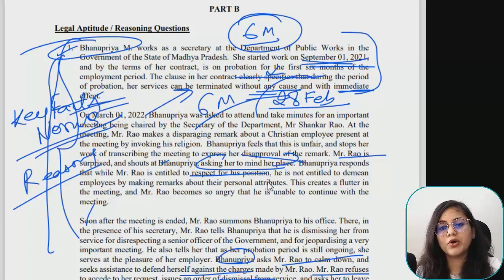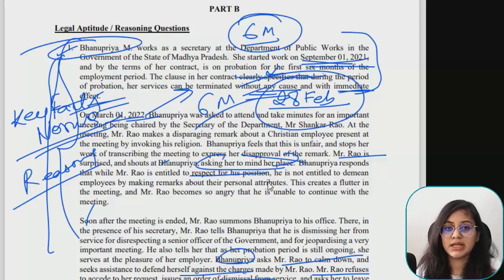So the arguments from her side can be, first of all, that her 6 months are getting over on 26 February. So as of March 1, she is a permanent member and she cannot be dismissed without any cause and with immediate effect. She cannot be dismissed like this. Secondly, she is an employee and she's entitled to express her disapproval of the practices that are being followed.